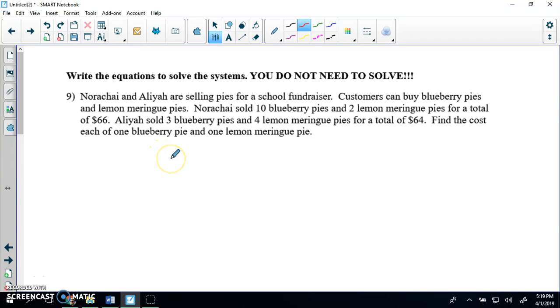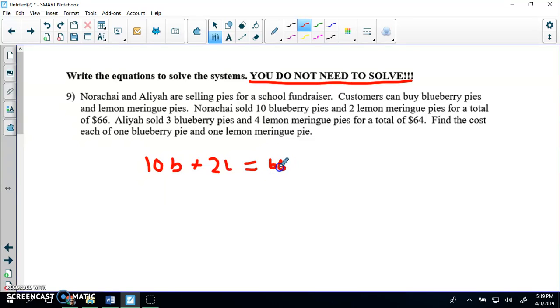All right, let's write an equation. Nora, Chai and Ali are selling pies for a school fundraiser. Customers can buy blueberry pies and lemon meringue pies. By the way, you do not need to solve these. You just need to write an equation. He sold 10 blueberry pies, so 10 B's, and 2 lemons. I'm going to call them 2 L's, for a total of 66 bucks.